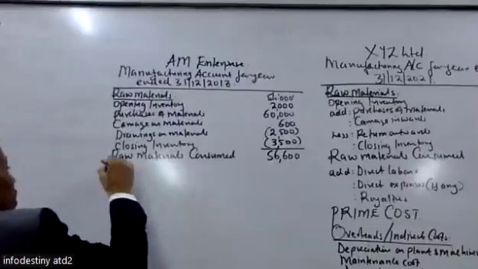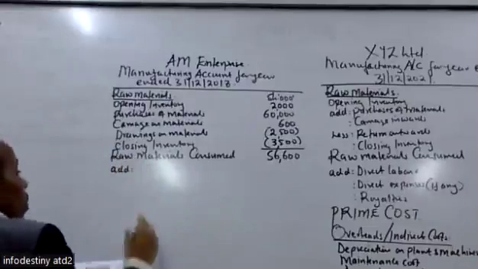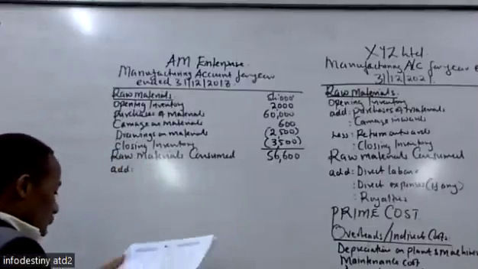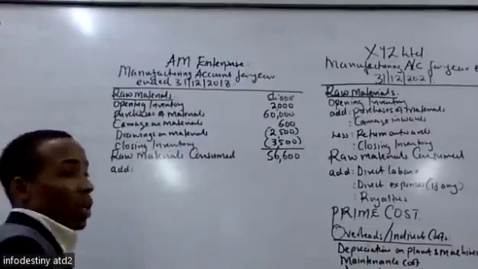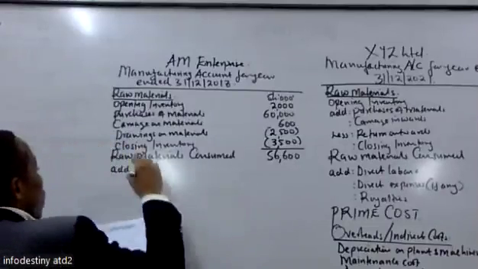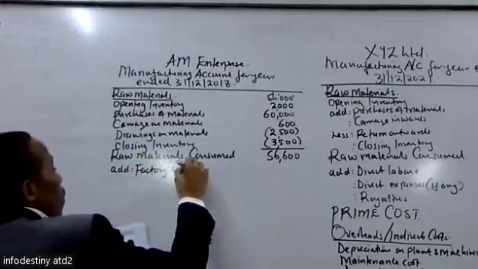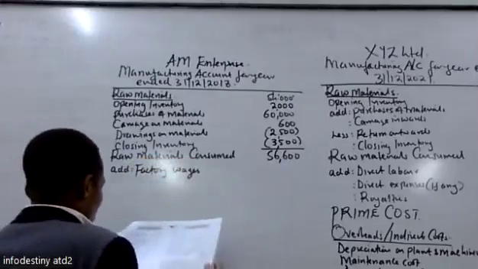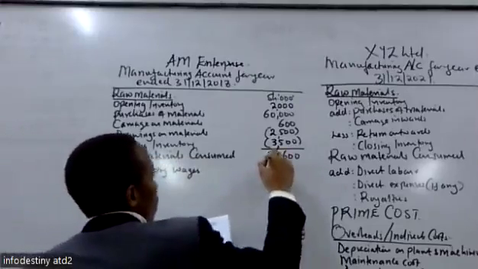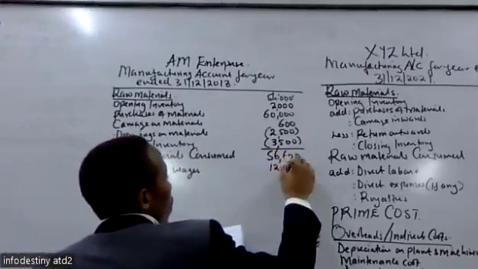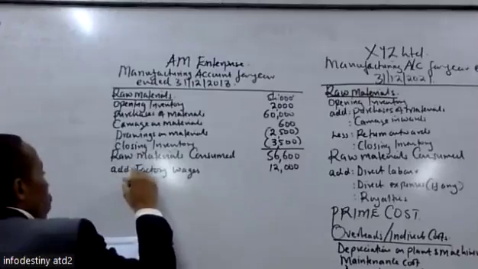Then we add direct labor, and we were given the factory wages. Can you see the factory wages? The factory wages stand for the direct labor. Factory wages of 12,000. Then also we add the royalties paid.